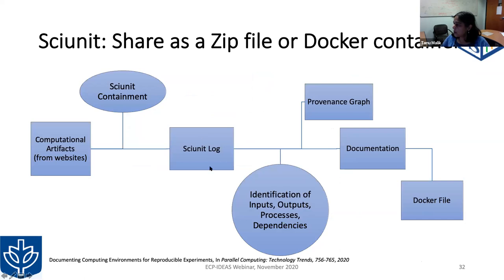Now, looking at the graph of this created SciUnit log, we can identify what the inputs and outputs of an application are. We can distinguish the system dependencies and the processes, and by querying the package repositories, we can create a Dockerfile for that given application automatically. And any content specific to the application can be identified as user content. This is not standardized system binaries that are available, and it can be copied directly into the container.